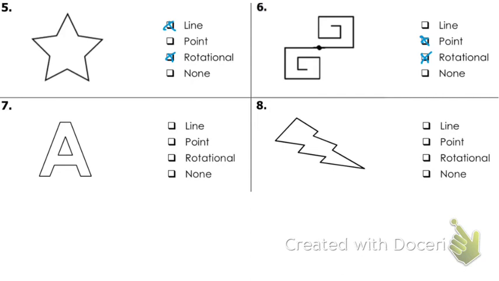Okay, number 7. Raise your hand if you think it has line symmetry. Where's the line going? Straight up and down through the middle. Is it the same on both sides? Yeah, I agree. It works. Line symmetry is good. Point symmetry: can we flip the A upside down? Is it the same? No. Rotational: can we rotate it anywhere it's the same? No. So this one is only line. Try number 8.